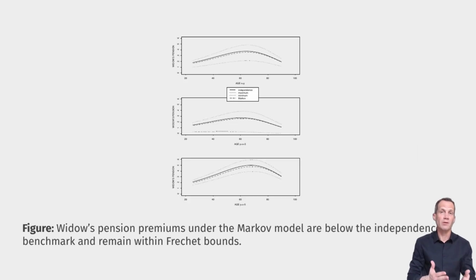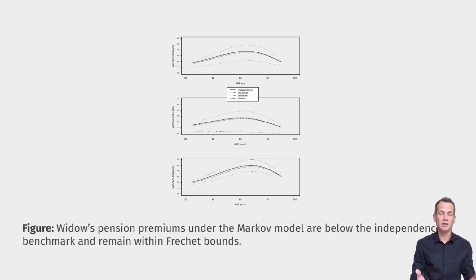The figure illustrates the pricing consequences for a widow's pension. It compares the premium obtained under the Markov model with the premium obtained under independence and with the Frechet lower and upper bounds. Three age configurations are displayed. In the first panel, the husband and the wife have the same age at policy inception. In the second, the wife is 5 years older than the husband. In the third, the wife is 5 years younger.